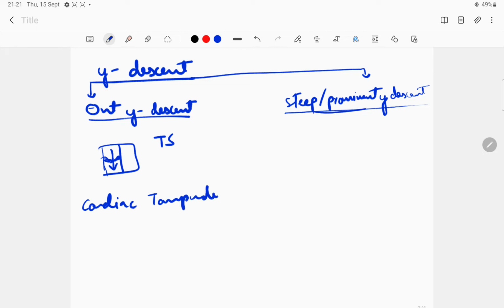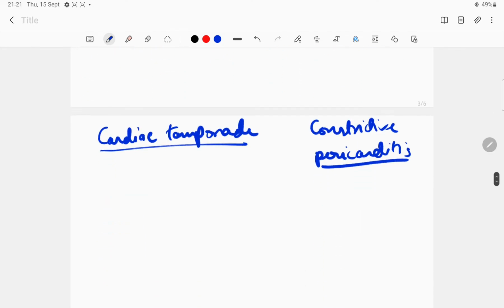and the steep prominent Y descent is seen in tricuspid regurgitation, because we know that in tricuspid regurgitation the blood has accumulated in the atrium during the ventricle systole. So now there is so much volume of blood that when these valves open, a huge amount of blood will rush into the ventricles, therefore causing a steep Y descent. And another cause is constrictive pericarditis. So let's see why there is steep or absent Y descent in these conditions.